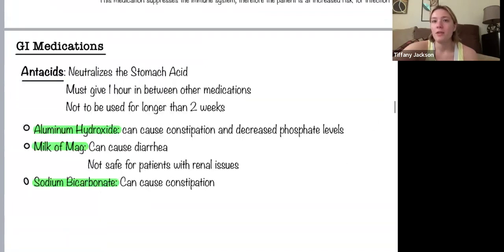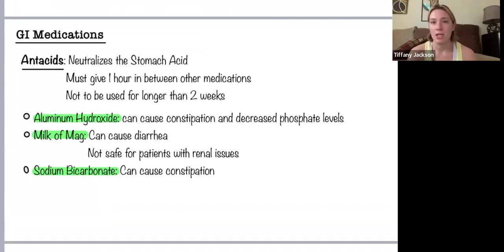All right, my friends, moving right along to our GI medications. First up, we have our antacids. These neutralize the stomach acid. Therefore, it is important we take these alone and by themselves. Reason being, as we talked about earlier, if it interferes with the absorption or the acidity of the stomach, it's going to impair further drug absorption. So for all these medications, we give an hour in between other medications, and these are not to be used for long-term use. First, we have aluminum hydroxide.